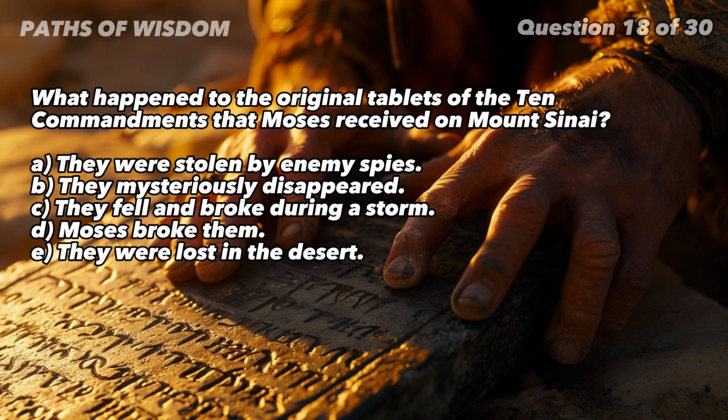Question 18. What happened to the original tablets of the Ten Commandments that Moses received on Mount Sinai? Option A, they were stolen by enemy spies. Option B, they mysteriously disappeared. Option C, they fell and broke during a storm. Option D, Moses broke them when he saw the Israelites worshiping the golden calf. Option E, they were lost in the desert.